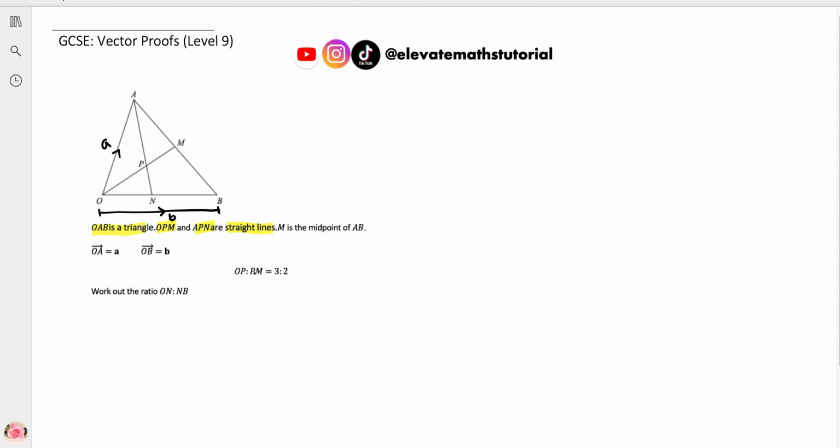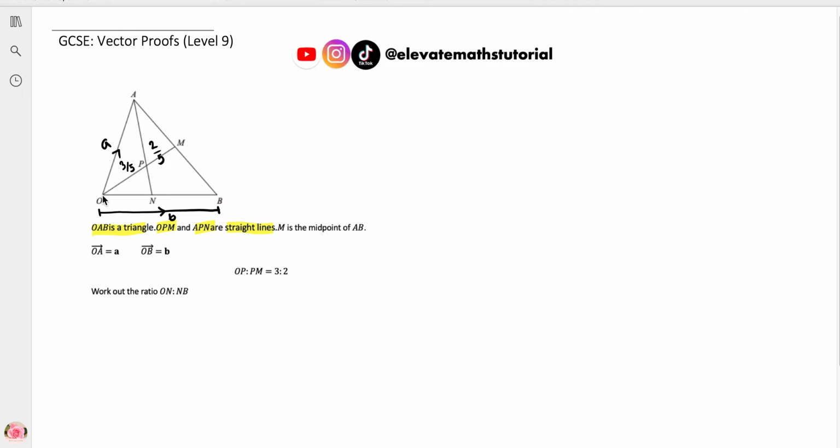And OP to PM is 3 to 2. So always go back and annotate your diagram. So that's 3/5, and that's 2/5. Okay, 3/5 and 2/5. Work out the ratio ON to NB.